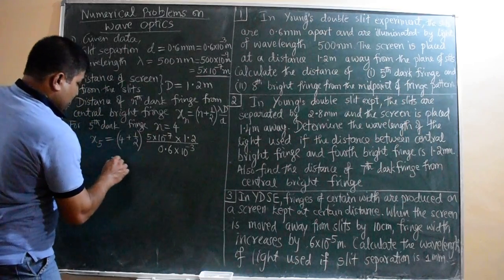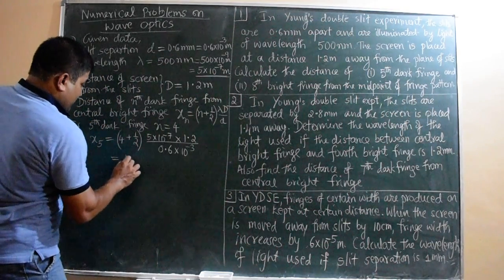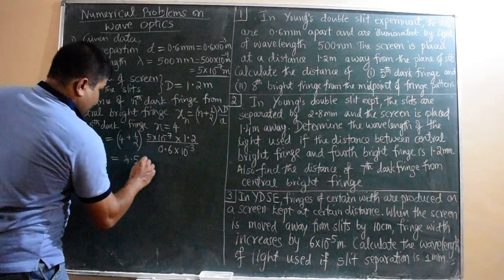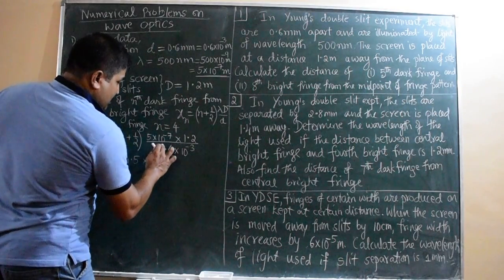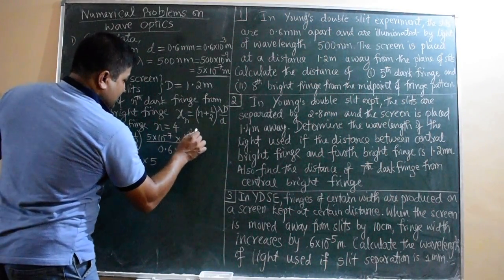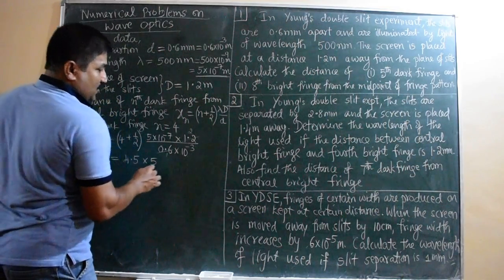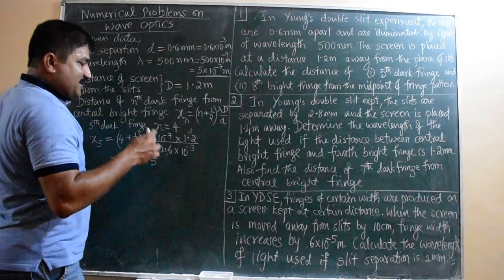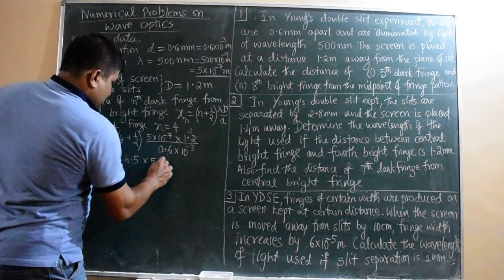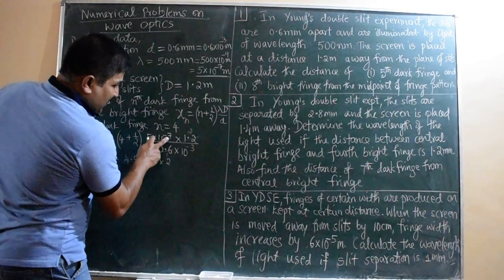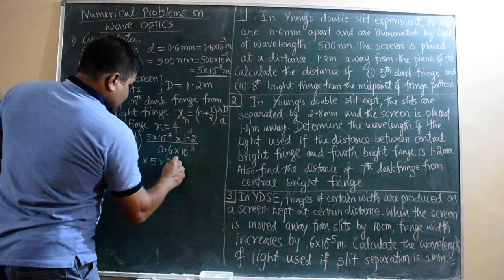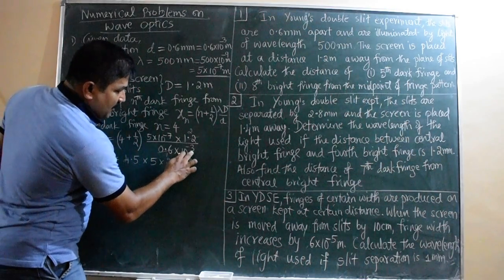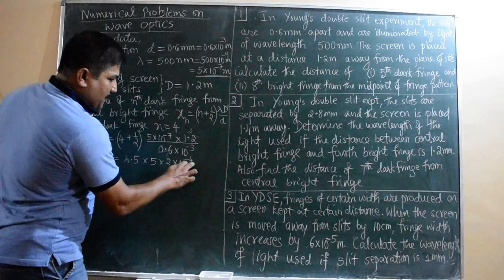Now you see the cancellation. 4 plus half, we can write 4.5. Half is 0.5, 4 plus 0.5 is 4.5, into 5. Then the cancellation you can see here: the 1.2 two times and this 0.6 one time. So 1.2 by 0.6 is 2. If you want, you can use a calculator. 1.2 by 0.6 is 12 by 6, which is 2. Then the power of 10: here minus 7 and in the denominator minus 3, so that is 10 power minus 4.